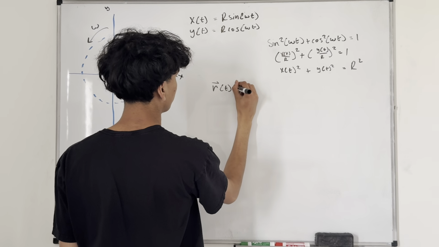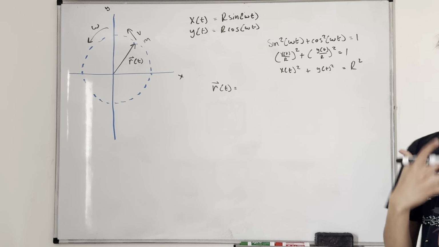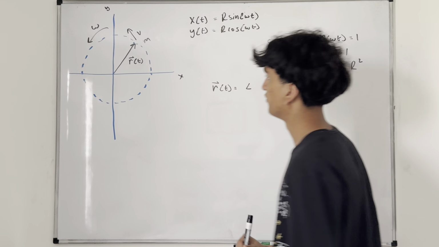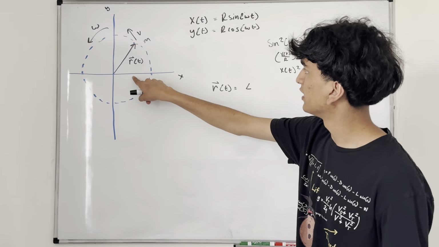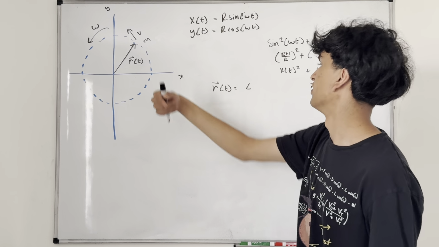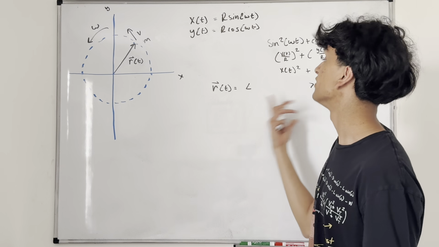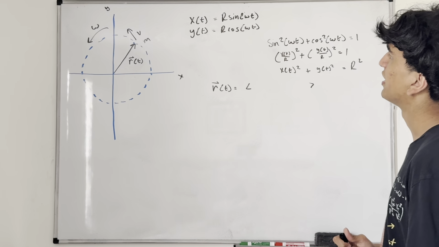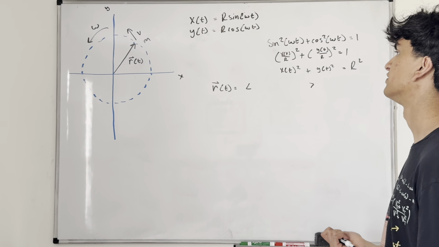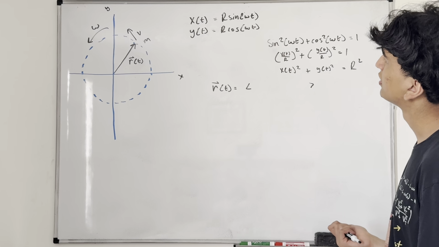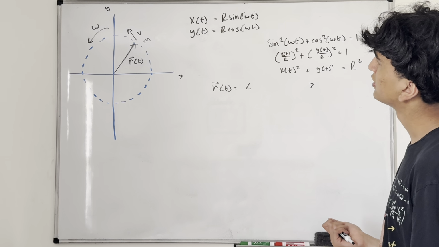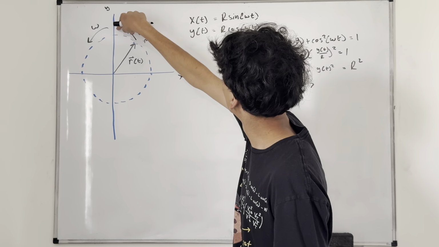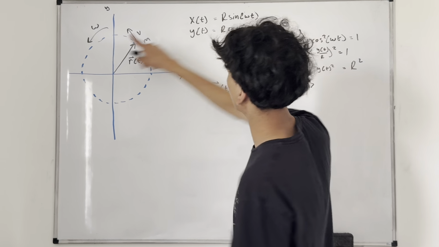And r of t is really just equal to, if you've worked with vectors before, an x component and a y component. Well, what's the x component? I guess maybe I should have flipped those. It depends what angle, because it's like if the object started here at t equals 0 and then it moved like that.